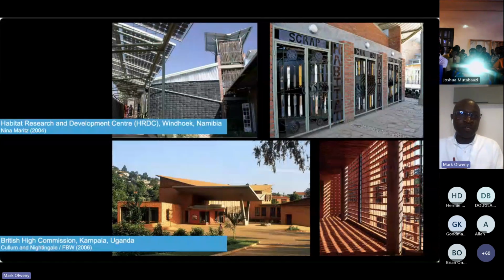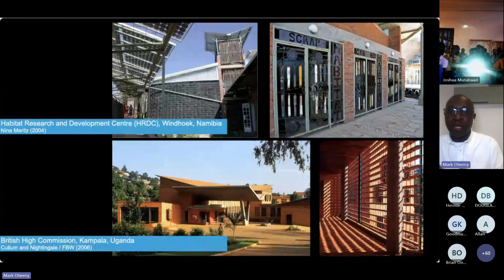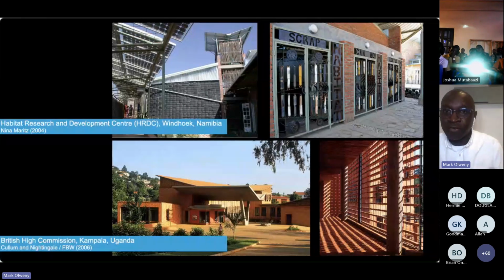Coming back to our context, architects work in the context of Uganda and Namibia in this case. So Nshemereirwe's Habitat Research and Development Center in Windhoek, Namibia, and the British High Commission by Coleman Nightingale and FBW Architects. Right? In this case, what I'm interested in here is the engagement with materials and tectonics. Tectonics is the language of architecture.